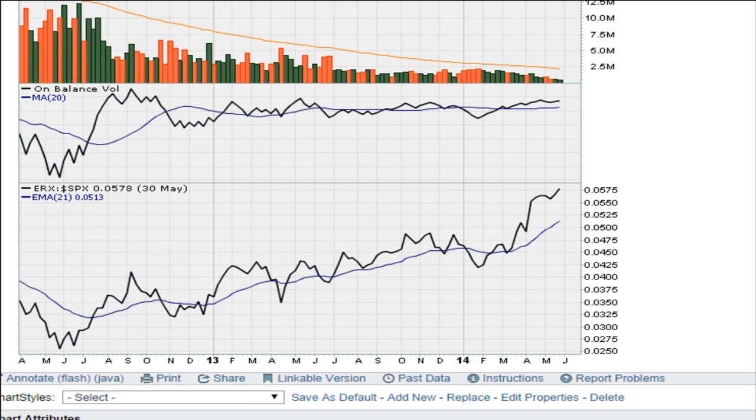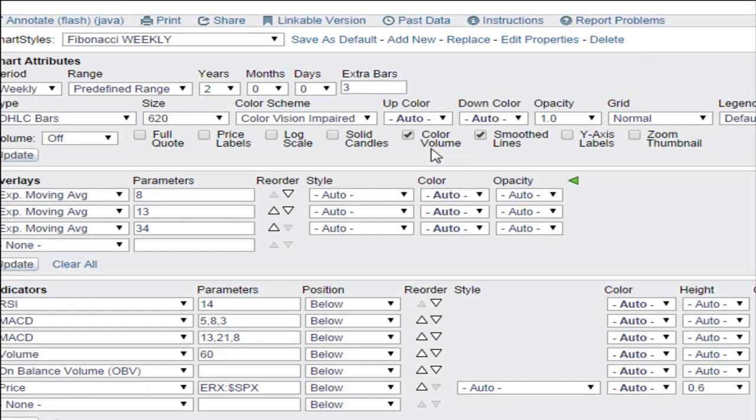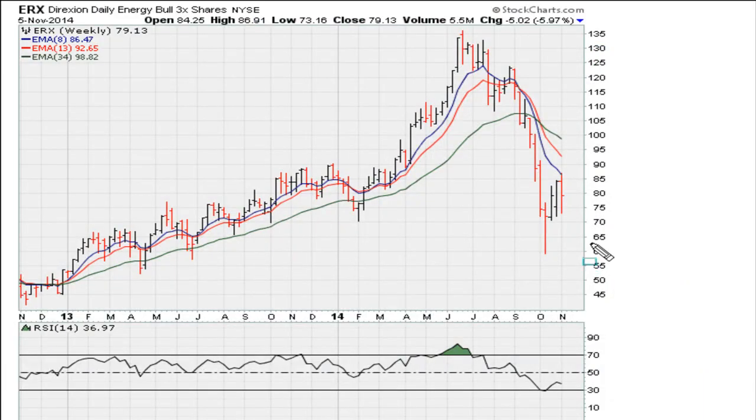Now let's go and take a look at this from, so this is now sometime May of 2014. Let's take a look at the current chart, live chart, and you can see that the period we were talking about was here.